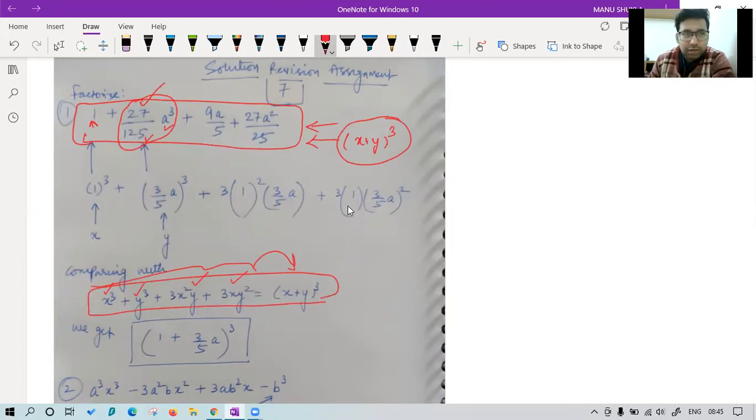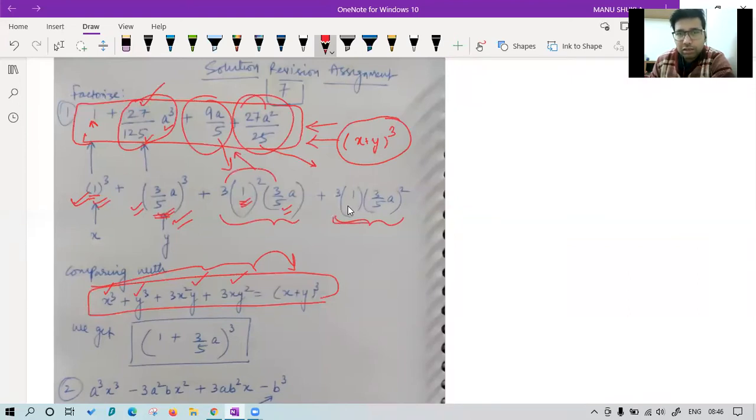Now let's see. I have written the first as 1 whole cube, then 3 upon 5a whole cube, then plus 3. Again, I have told you, we don't have to look at these two terms if you remember. Once you have formed the first two terms, you don't need to make these terms using these two. You can directly write them using what you have got: 3, 1 square, and this is 3 by 5a. You can always check after solving, you will get the same thing back.